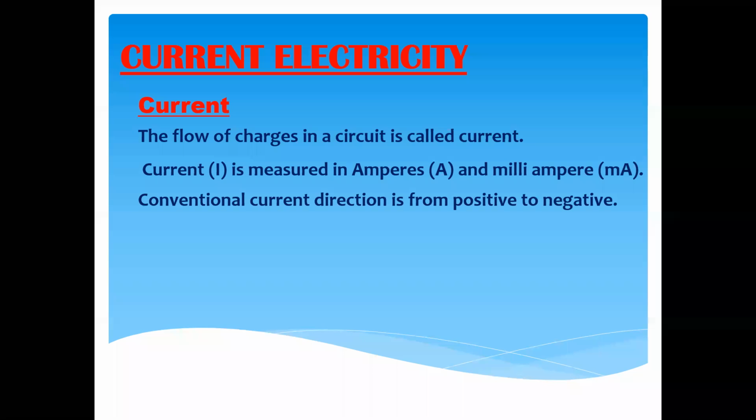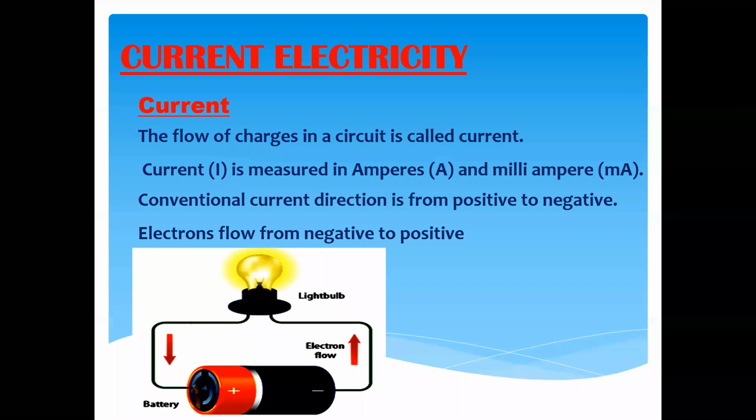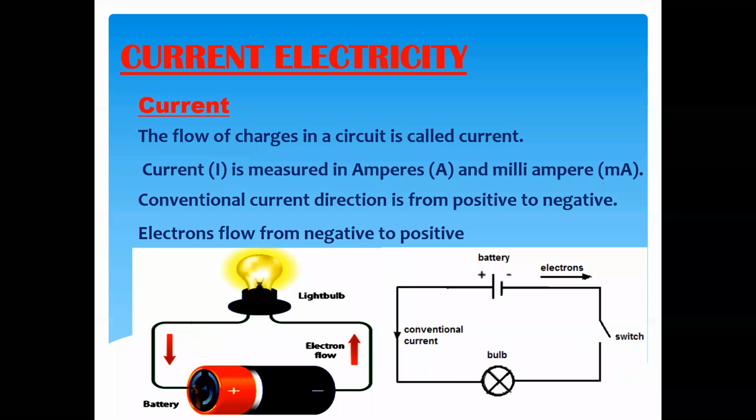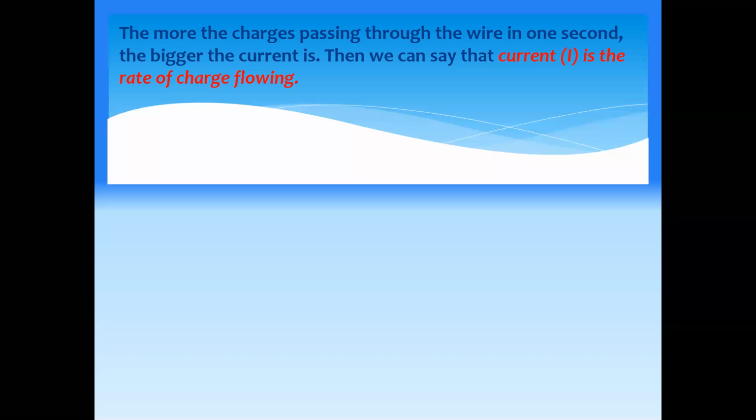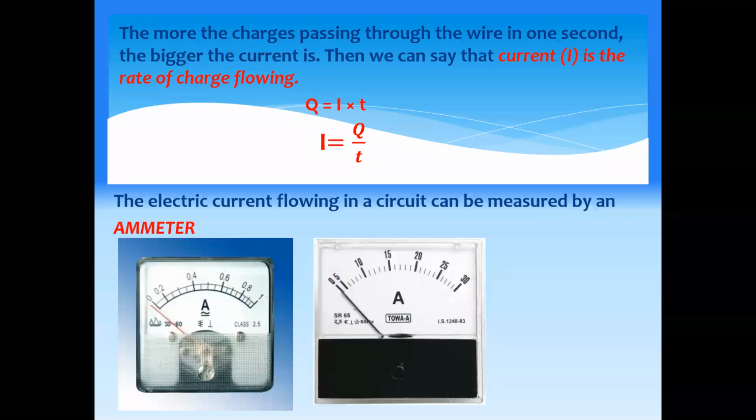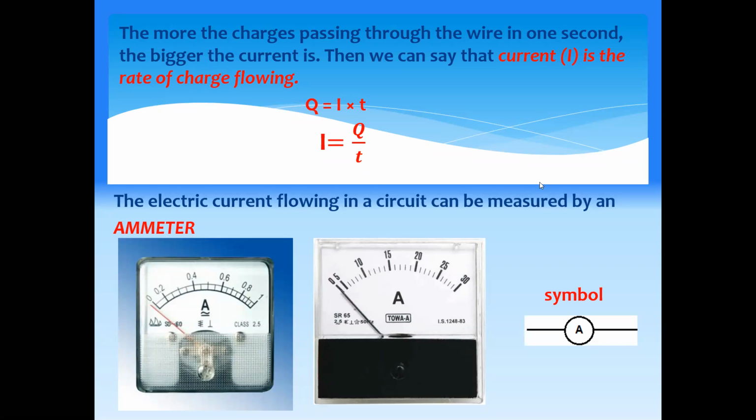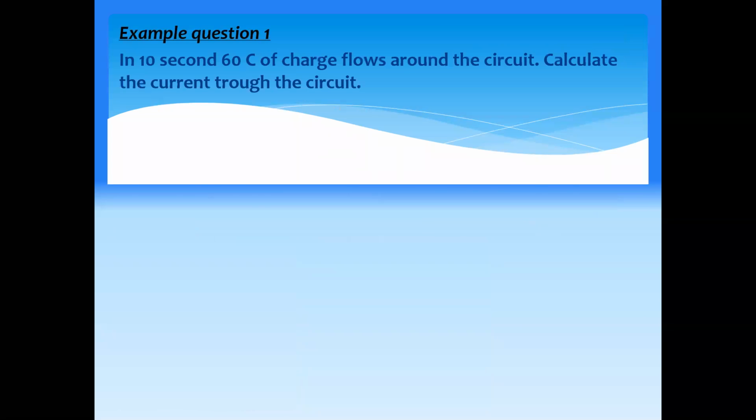Electric current is the flow of charges. When the charges move, we call it electric current. It can be conventional, it can be electron flow, and current can be from an AC supply or a DC supply. In an AC supply, the current changes continuously, but in a DC supply, the current remains unchanged. We use an ammeter to measure the current in the circuit, and ammeters are always connected in series because in series the current is the same. We did some examples.